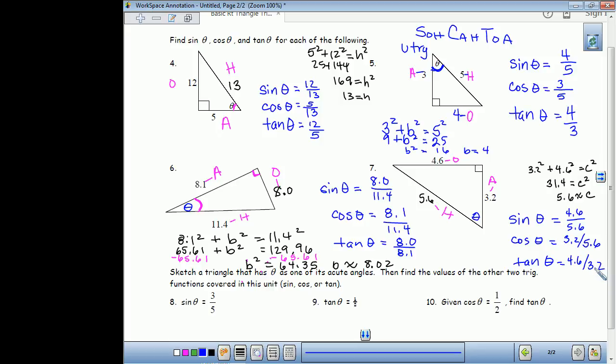Okay, any questions so far? Right, so we have SOHCAHTOA. That's our mnemonic to help us remember. Sine is a ratio of the opposite to the hypotenuse. Cosine, adjacent to hypotenuse. Tangent, opposite to adjacent. SOHCAHTOA, SOHCAHTOA. That goes at the top of every page.